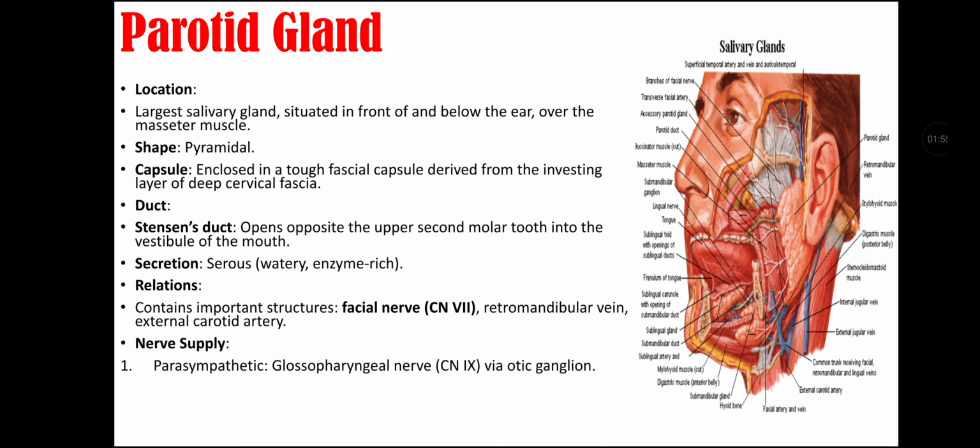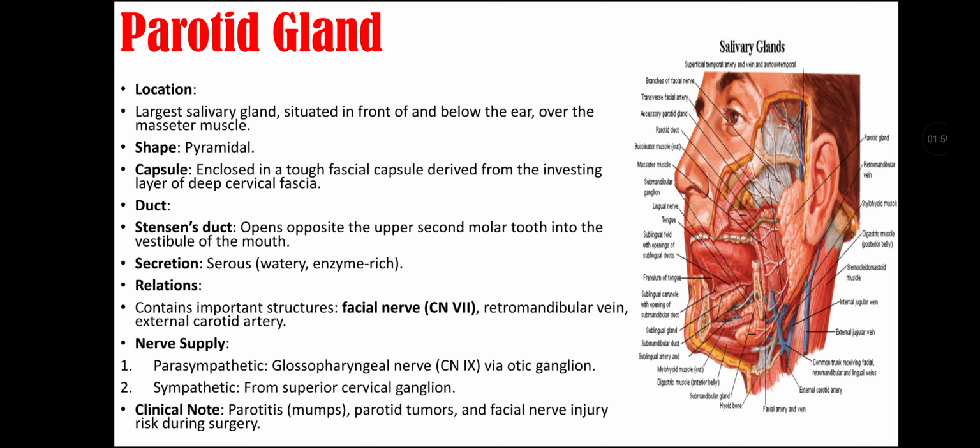Nerve supply of the parotid gland includes parasympathetic nerve supply and sympathetic nerve supply. Parasympathetic nerve supply of the parotid gland is by the glossopharyngeal nerve through the otic ganglion, and sympathetic nerve supply is from the superior cervical ganglion. The clinical notes of the parotid gland may include parotitis, that is the mumps, or parotid tumor, and facial nerve injury during any gland surgery.